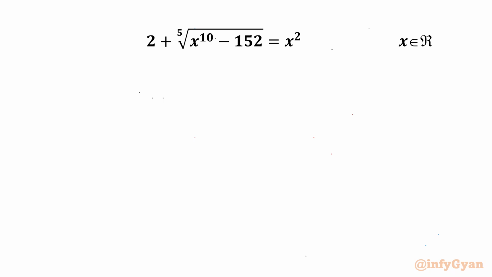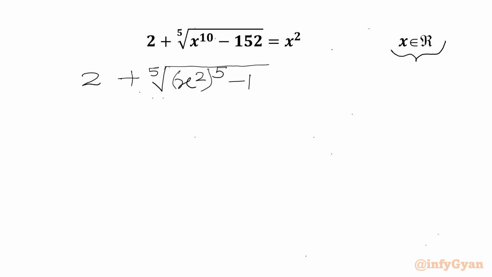Today in this video we have one very interesting question from radical equations which we are going to solve for the real values of x. So let's get started by writing our equation: 2 plus fifth root of x power 10. We can write (x square) whole power 5 minus 152 equal to x square.